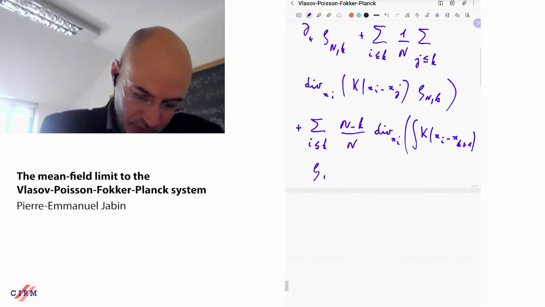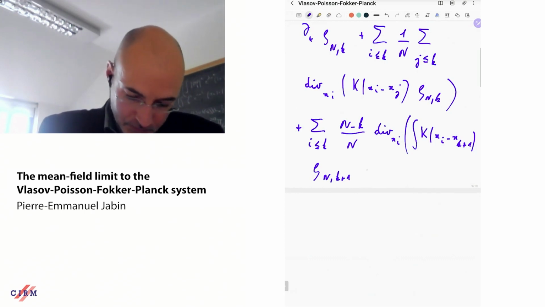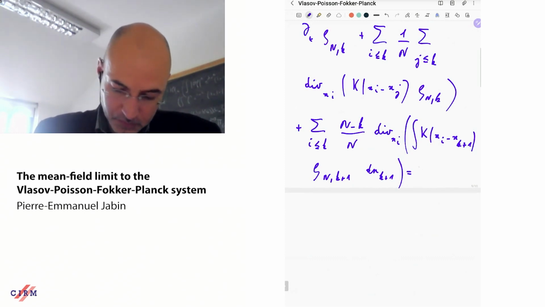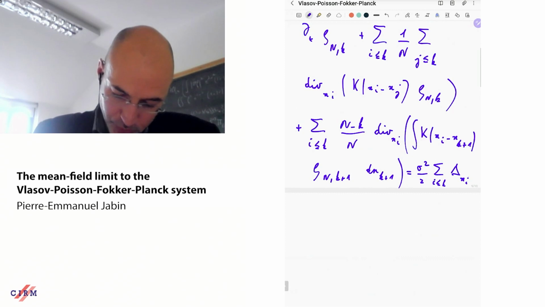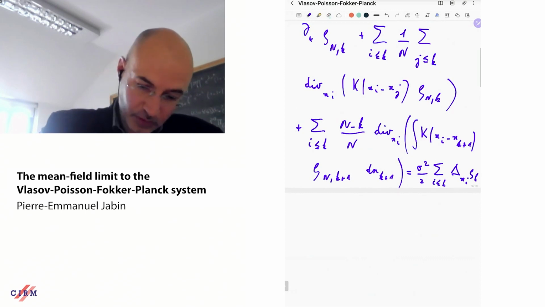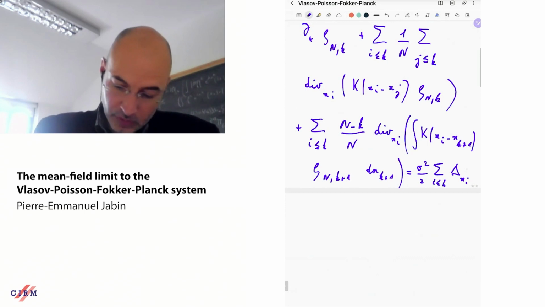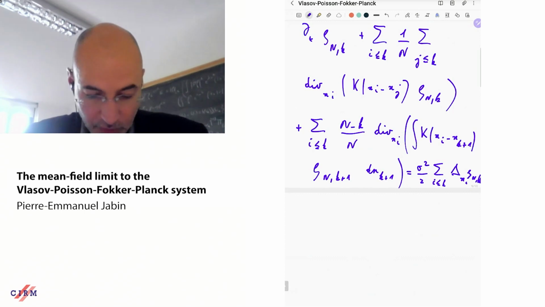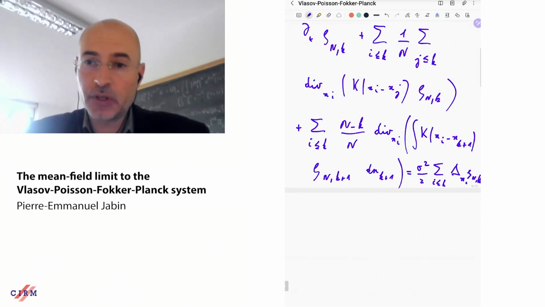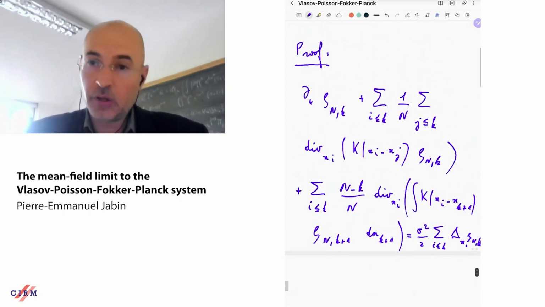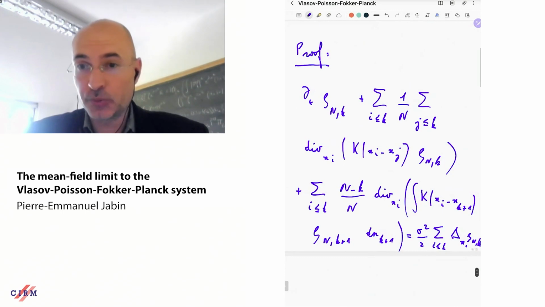To forget the n. And of course, you have the diffusion. Okay. Now, in general, this is a very painful system to try to work with because whatever you're trying to do on rho n k involves rho n k plus 1.